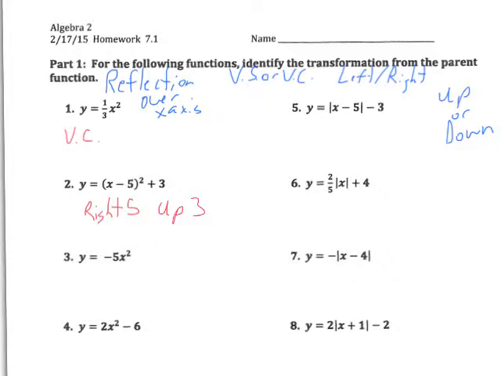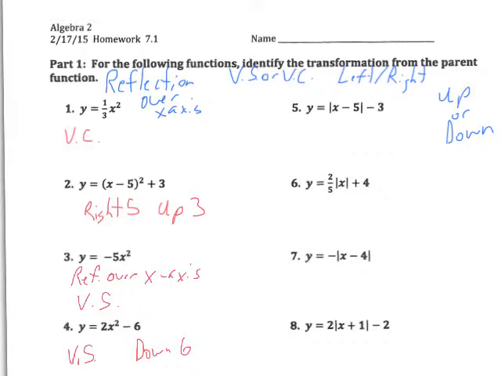Number 3, there's a -5 in front, so the negative causes it to be a reflection over the x-axis. And the 5, since the number is bigger than 1, it causes it to be a vertical stretch. Number 4, the 2 in front is a vertical stretch, and the -6 causes it to be shifted down 6.